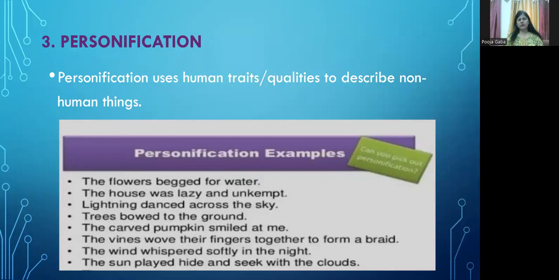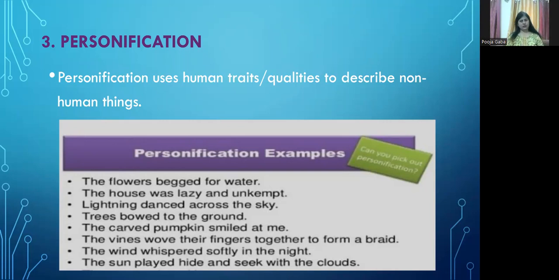The next one is personification. Personification is generally used to personify non-living things. When non-living things are treated as persons by attributing some human qualities to them, then we say that those non-living things are personified. See this example: the flowers begged for water. Begging is a human trait, and flowers cannot beg. So this human quality of begging has been attributed to the flowers, that they need so much water that they are almost begging for water.